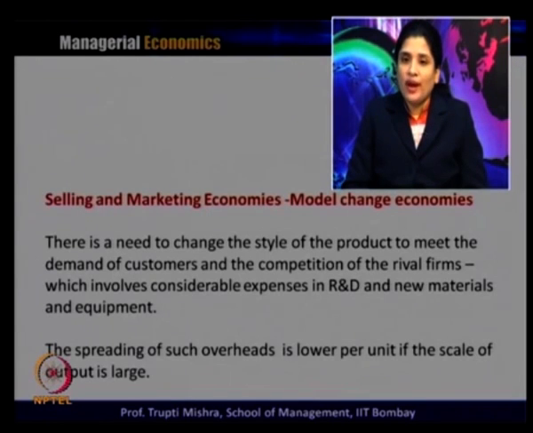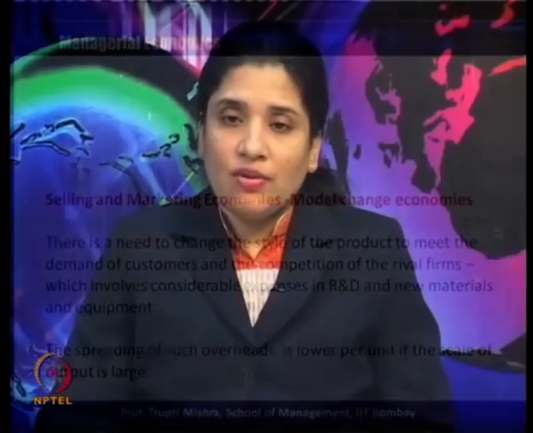Then we talk about one more factor, that is model change economy. There is a need to change the style of the product to meet the ever increasing demand of customers and the competition with rival firms, which involves considerable expense on R&D, new materials and equipment, because you need to change the model, you need to change the style. The spreading of such overhead is lower per unit if the scale of output is larger, even if the initial fixed cost is high, even if the capital equipment, the raw material and the labor required are high, but the cost gets spread over a larger unit of output, and that brings some economies of scale to the firm.